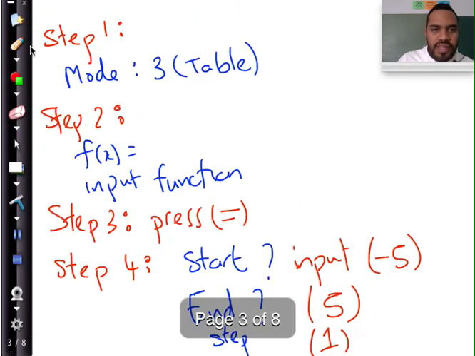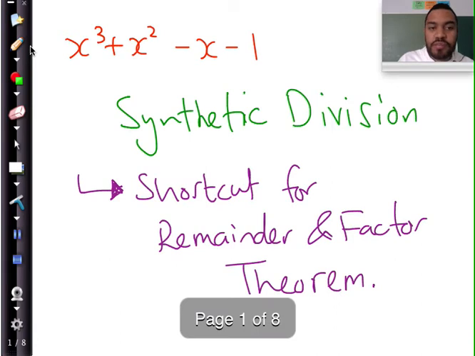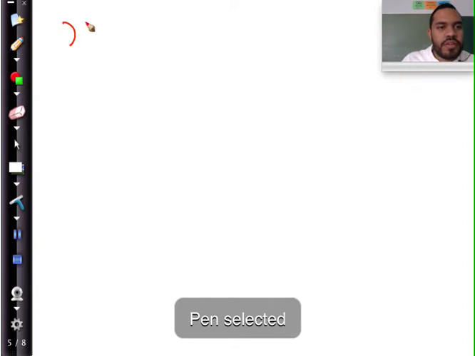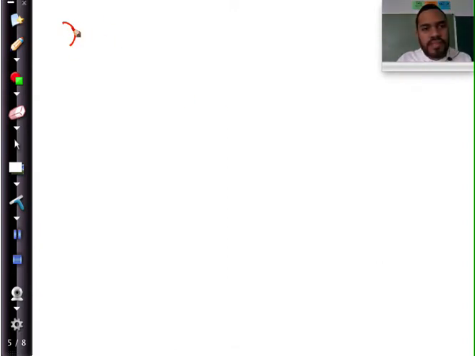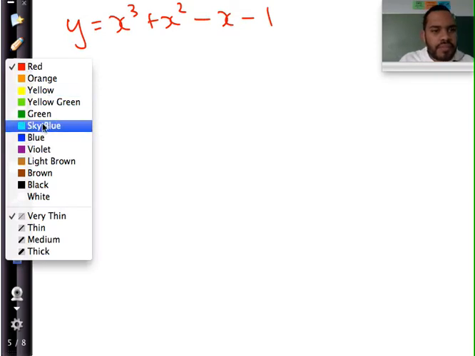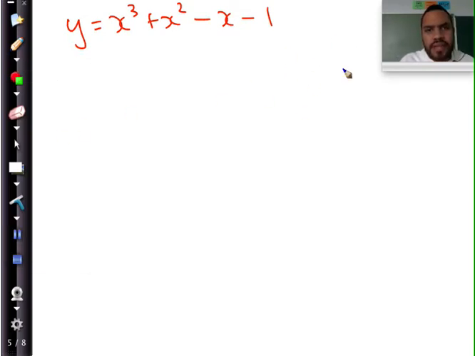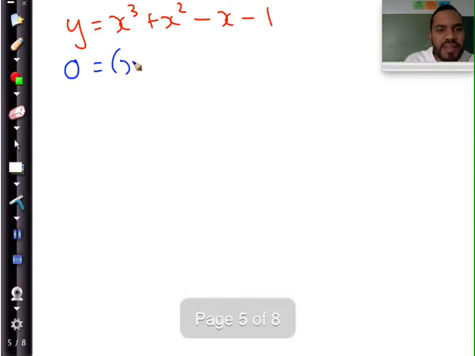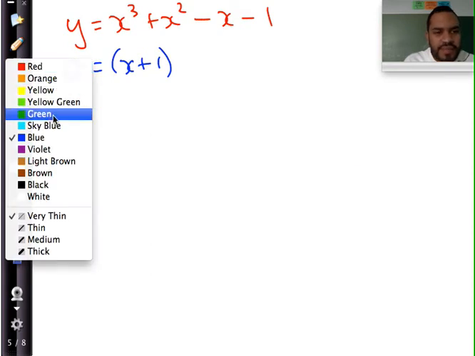Do we all concur that the equation was x cubed plus x squared minus x minus 1? Let's make this function notation: y equals x cubed plus x squared minus x minus 1, and we make this equal to 0. We know the solution was x equals -1, which means the factor must be x plus 1. Now synthetic division works like this.